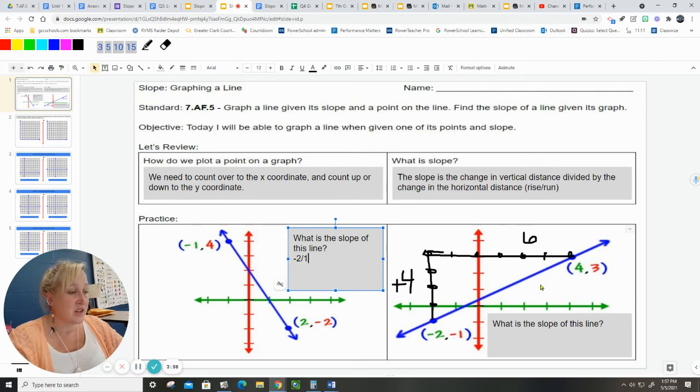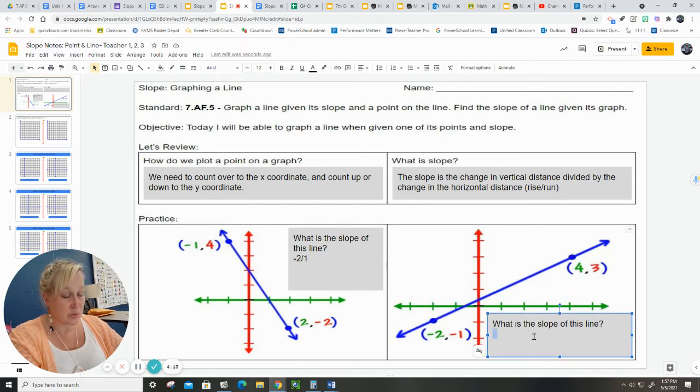6 across. So the answer to this one would be 4 over 6, but that needs to be simplified, which means divide the top by 2 and the bottom by 2 to give me 2 over 3. So the slope of this line is 2 over 3. All right, so that's review.